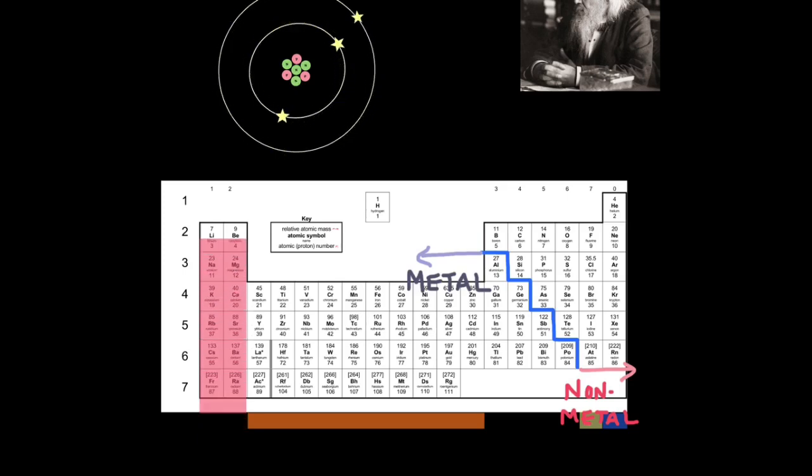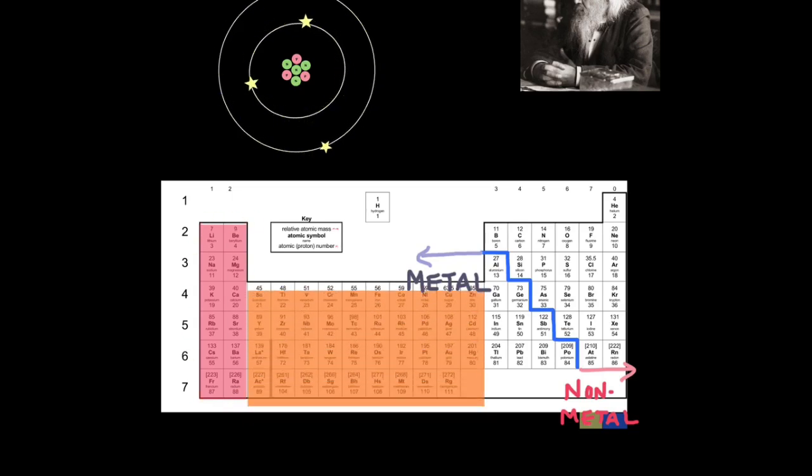If we go to this shaded pink region, this highlights the most reactive metals in the periodic table. So these here in the first 2 columns are the most reactive metals. Then if we look at this big rectangle of elements in the middle, and by the way, don't panic too much about learning these. You don't really need to know them all at all.